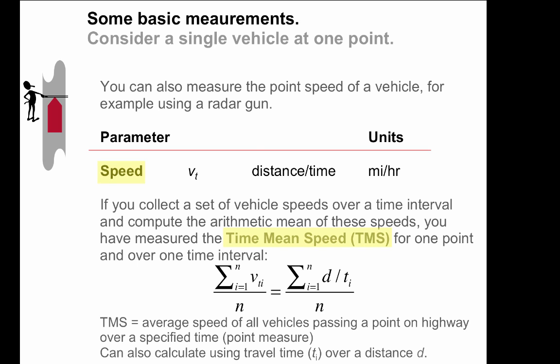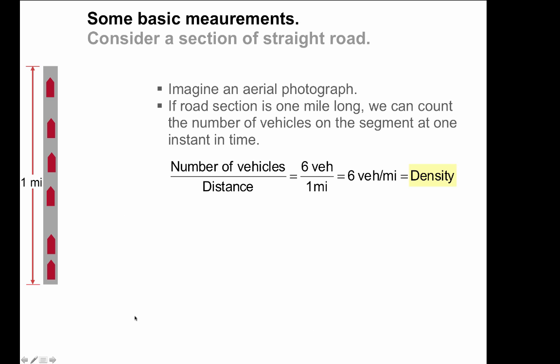So in equation form, you sum up the speeds that you measure and you divide by the number of observations. This is also the case if you have travel times, the equivalent way to do this, for vehicles traveling a particular distance d. It's the same procedure where you take the sum of the distance divided by the individual travel time and then divide that summation by the number of observations. So remember that the time mean speed is a point measure, and this will be important in a minute.